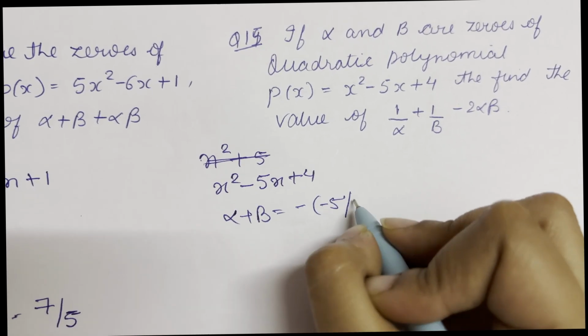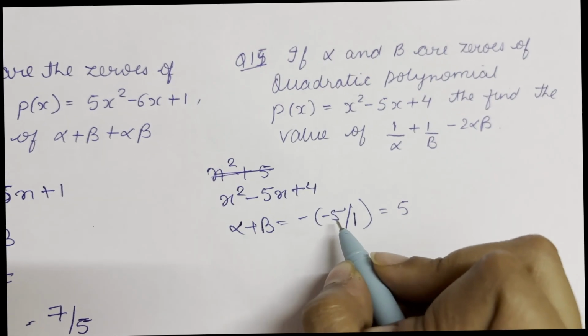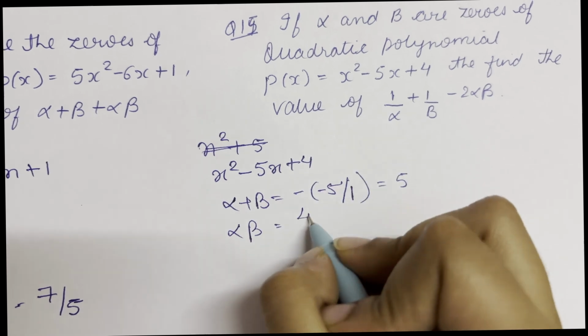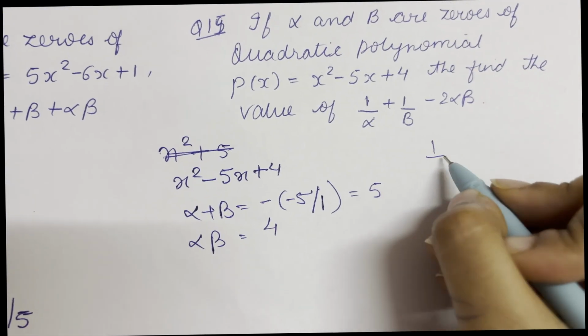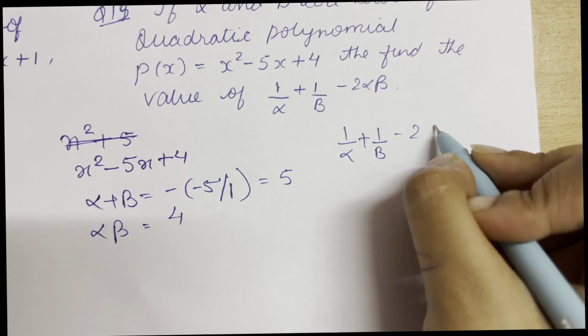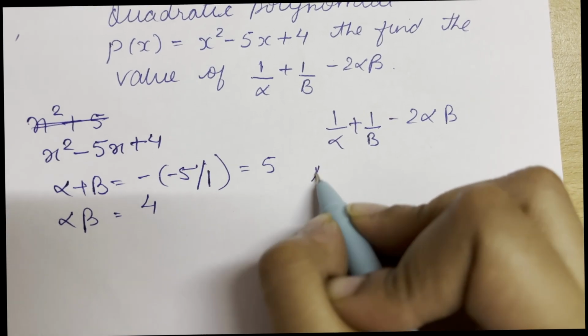and alpha plus beta from this equation is positive 5, as minus and minus when multiplied become positive, and alpha beta, that is c by a, will be positive 4. So on solving this expression, 1 by alpha plus 1 by beta minus 2 alpha beta, first of all, we'll take the LCM here.